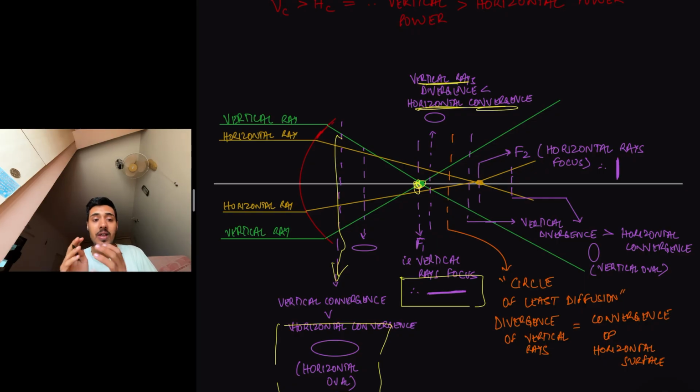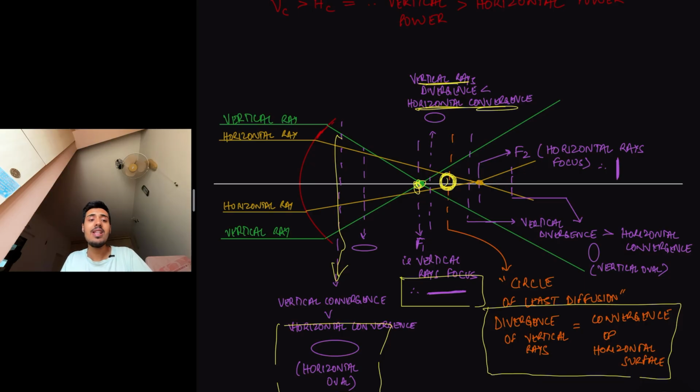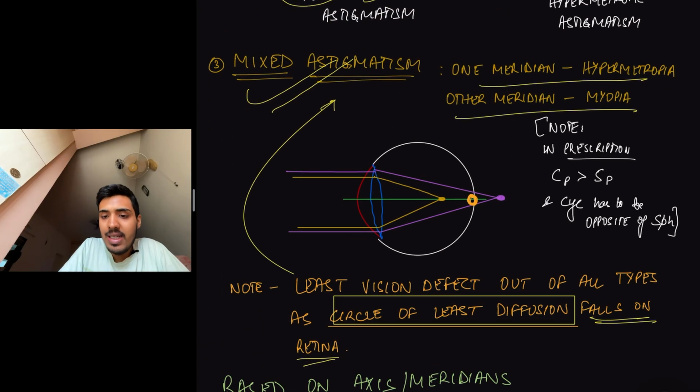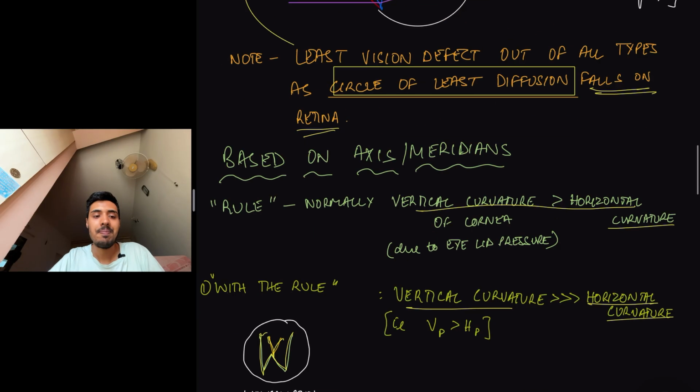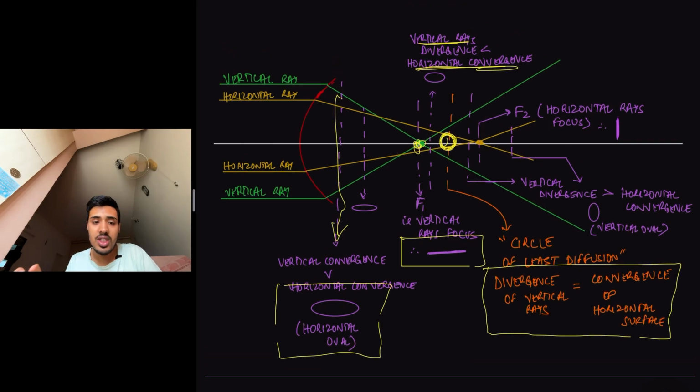Then vertical rays are diverging, horizontal rays are converging. There comes a point where you have a circle, where the divergence of vertical rays becomes equal to the convergence of horizontal rays. This part is known as the circle of least diffusion, and this is exactly why in mixed astigmatism we have the least visual defect. You can see here that these light rays have converged and now started diverging, while these are still converging, so the circle of least diffusion falls on the retina. That is why you have the least visual defect. As I said, where the divergence of the vertical rays becomes equal to the convergence of horizontal rays is where you will have the circle of least diffusion.